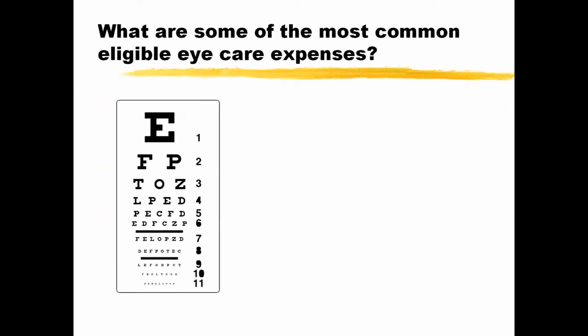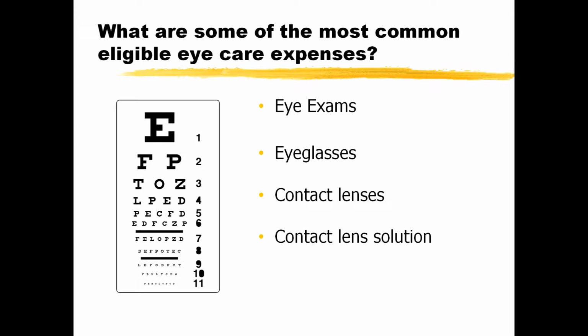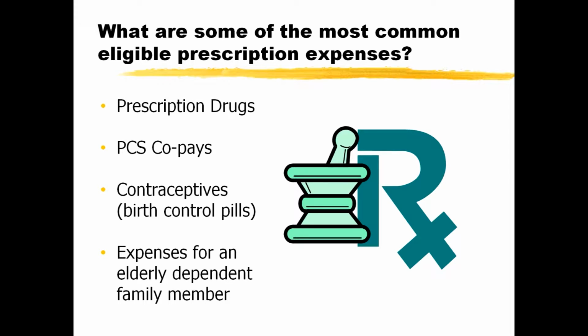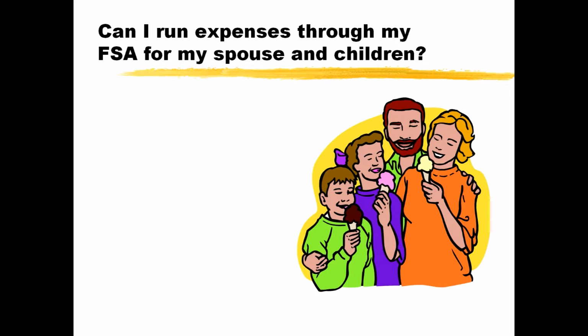Another eligible expense is eye expenses. They let you use it for eye exams, eyeglasses, contact lenses, the solution, and even corrective eye surgery. Prescription expenses can be run through: prescription drugs, the co-pays, contraceptives, or even the expenses for prescription drugs of elderly members of your family.